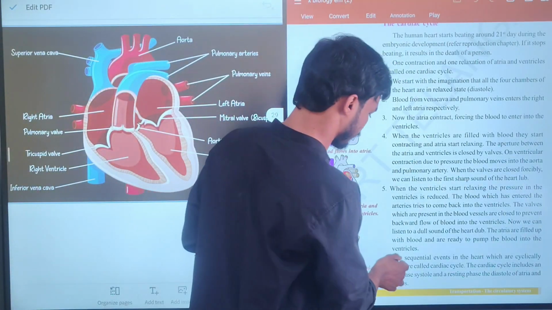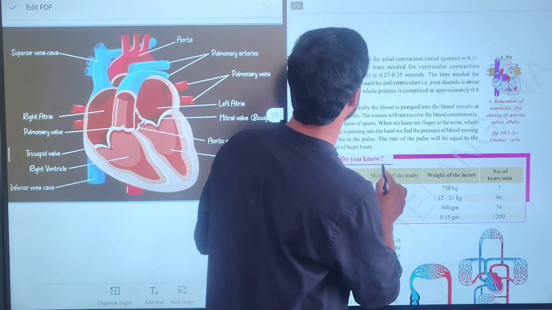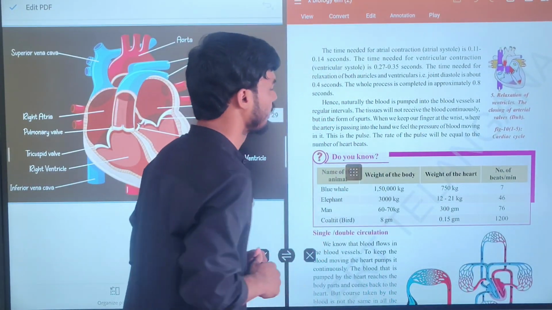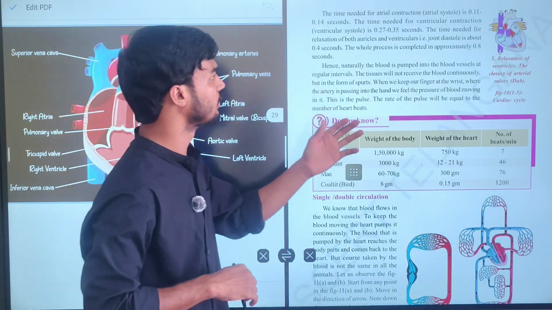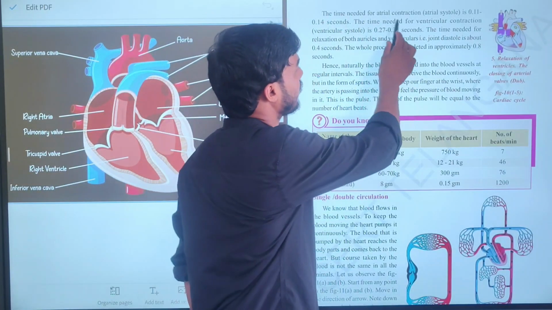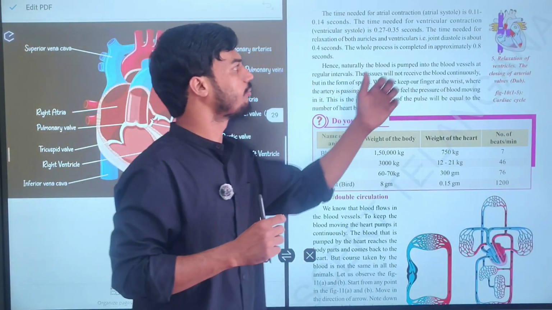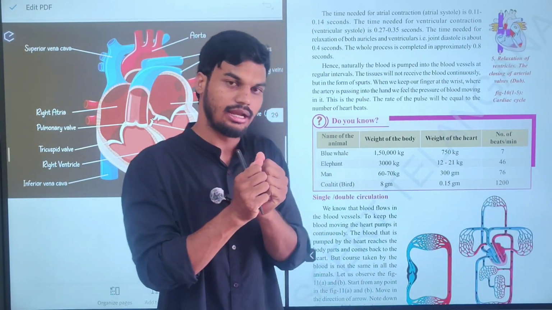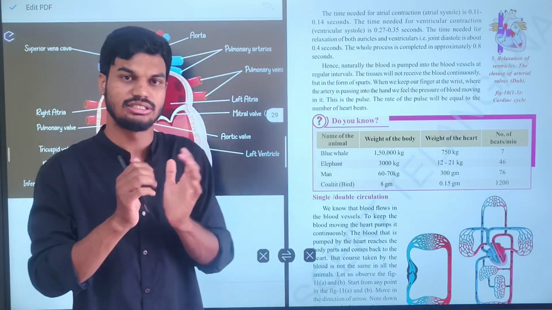The blood enters. Next, what is given? Next, coming to here, the time needed for the atrial contraction, that is atrial systole, is 0.11 seconds to 0.14 seconds. For the contraction of the atrial, it will take just 0.11 to 0.14 seconds. Between those seconds, the atria are able to contract and come back to the normal state. Contraction, that is systole, and relaxation, that is diastole.